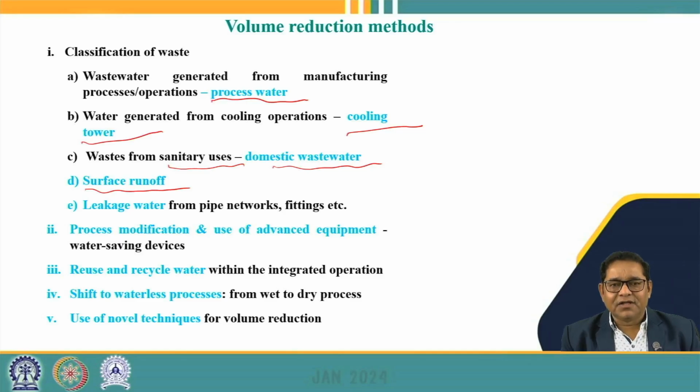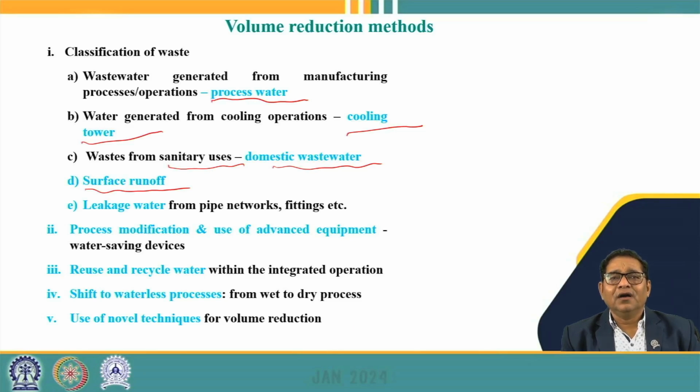Similarly, there are different pipes, networks and fittings. Some pipes get faulty connections, and a lot of water gets wasted. So we need to identify those leakages and collect that water separately, so as to recycle and reuse this water that otherwise goes as waste.